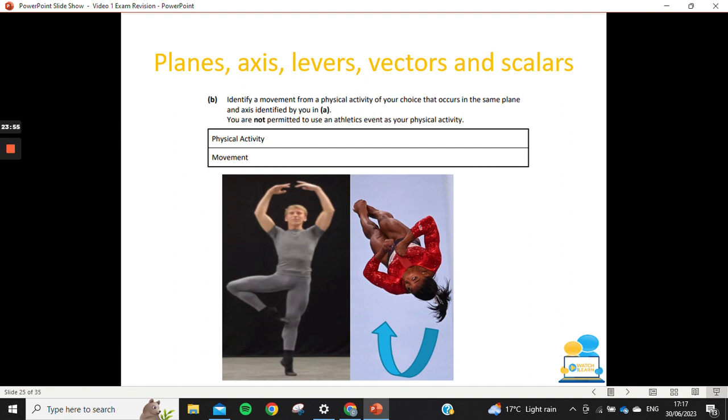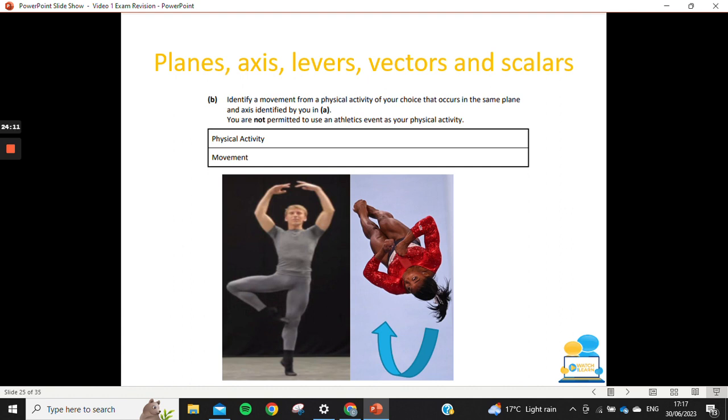And then the second part of this question asks us to identify a movement from a physical activity of choice that is in the same plane and axis as the discus thrower. So it's a rotational movement we're looking for.